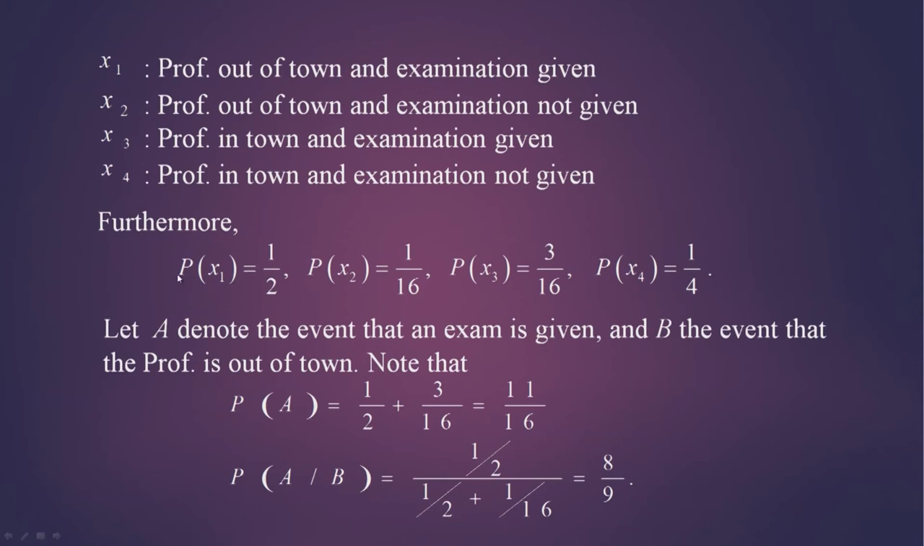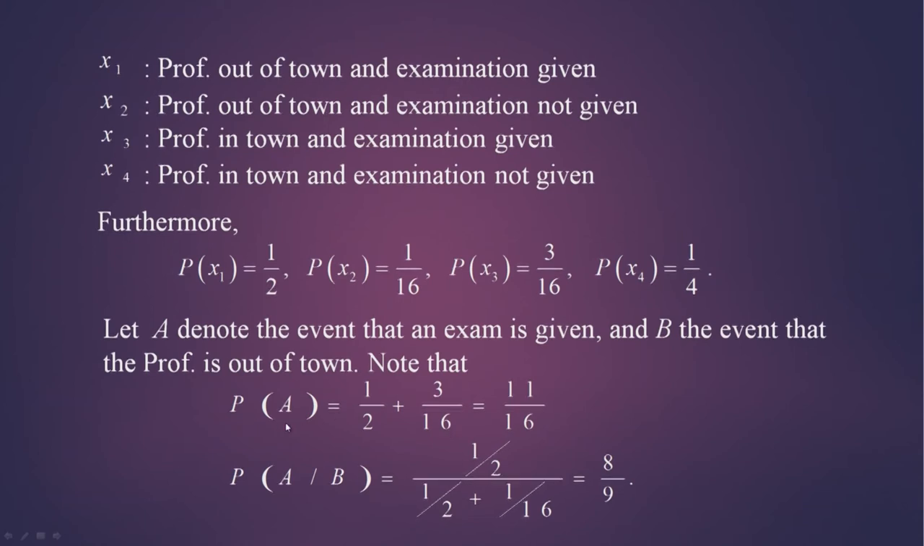Now, another thing we are considering is the probabilities of X1, X2, X3, X4. Probability of X1 is half, probability of X2 is 1 by 16, probability of X3 is 3 by 16, probability of X4 is 1 by 4. Let A denote the event that an exam is given and B the event that the professor is out of town. Note that probability of A is equal to half plus 3 by 16.